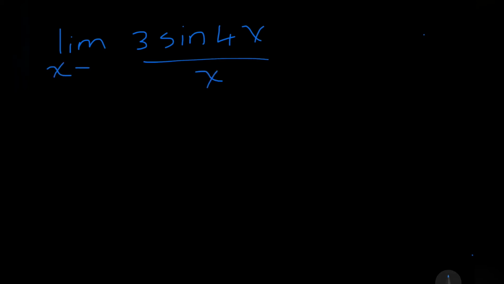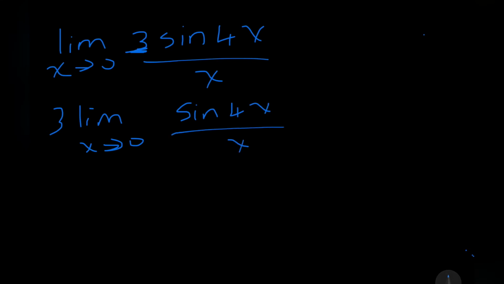Now you are given this question: the limit of 3 sine 4x over x as x approaches 0. The first thing you do when you get a question like this is factor out the constant. So we're going to factor out that 3 and we would have this. From before, we know that we need to have the same coefficient there as the coefficient in the sine function. So we're going to divide by 4 and multiply by 4 at the same time.